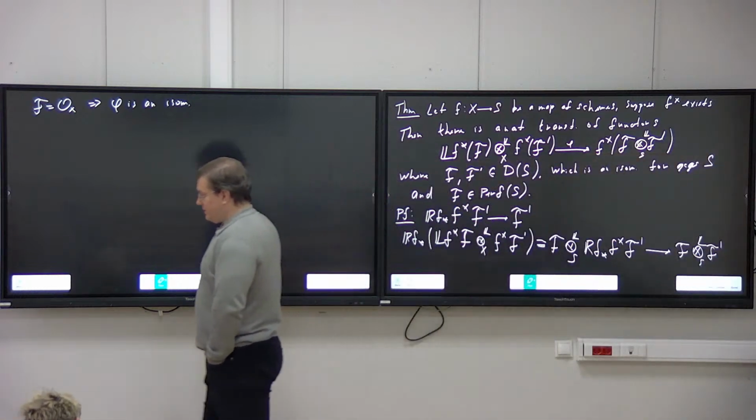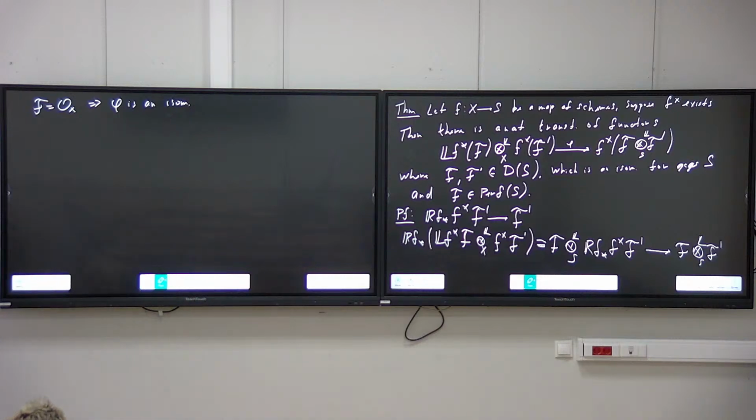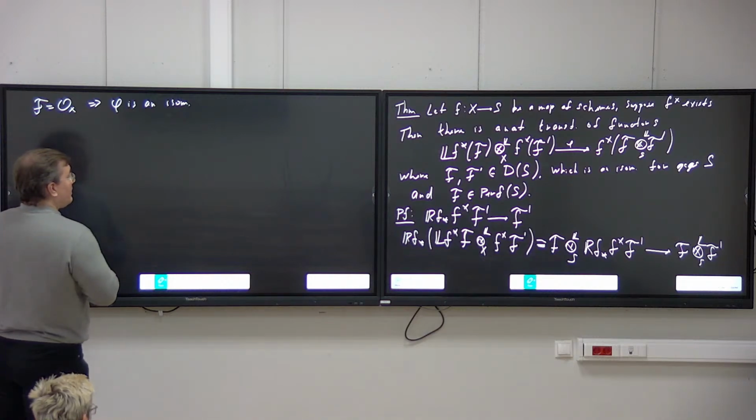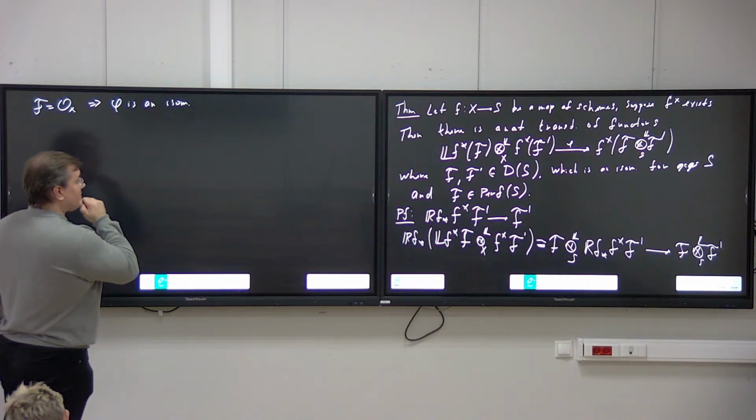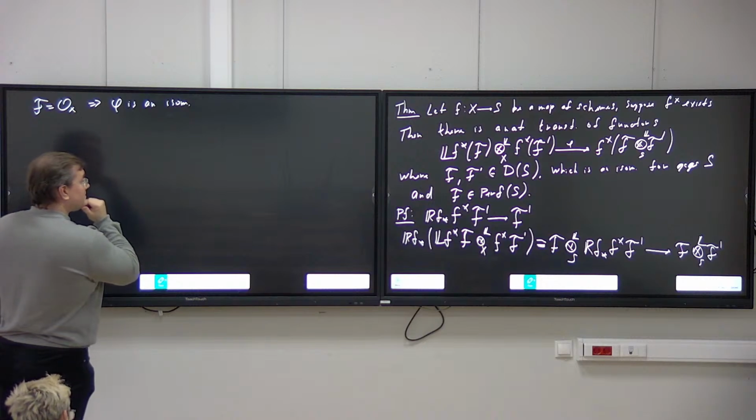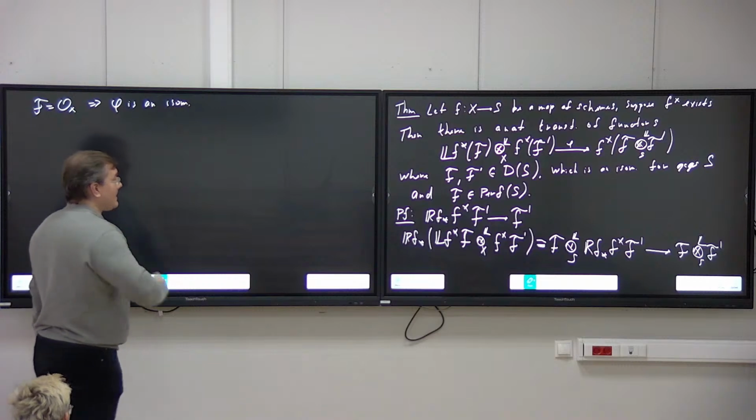And the standard argument that I formulated as an exercise before: I have a natural transformation of functors, and they coincide on the structure sheaf, so they coincide on the thick closure of the structure sheaf, which is the perfect complexes. Here we use quasi-compactness and quasi-separatedness of S, to say that the thick closure of the structure sheaf is perfect.